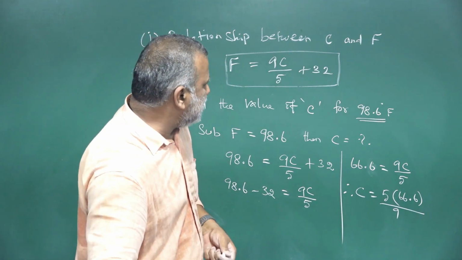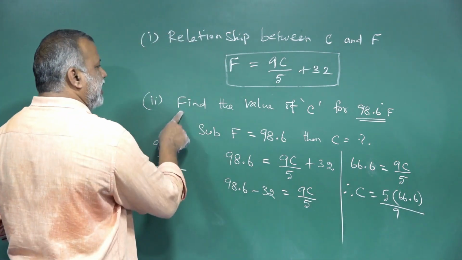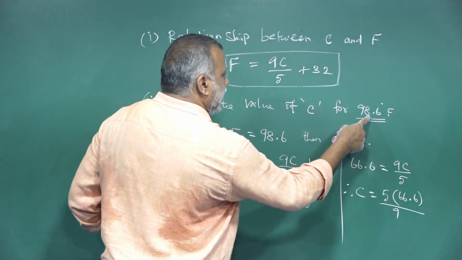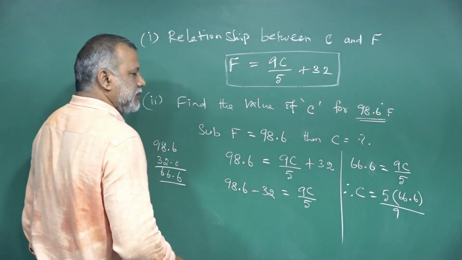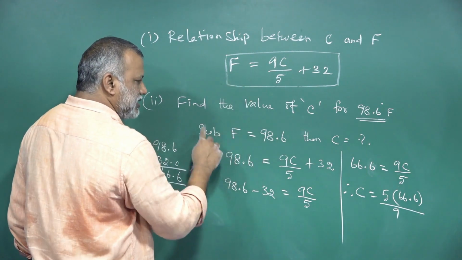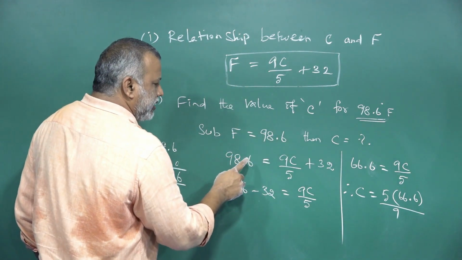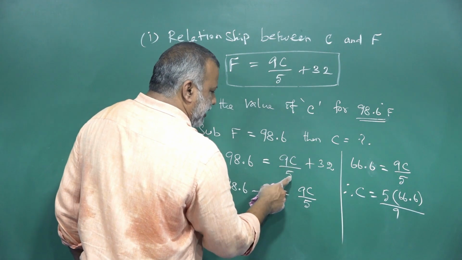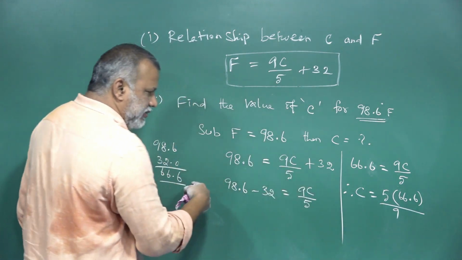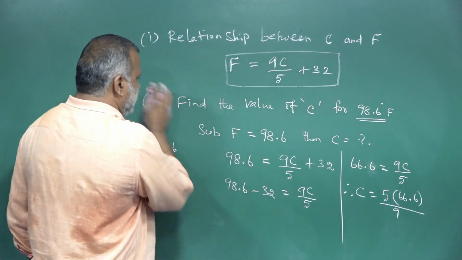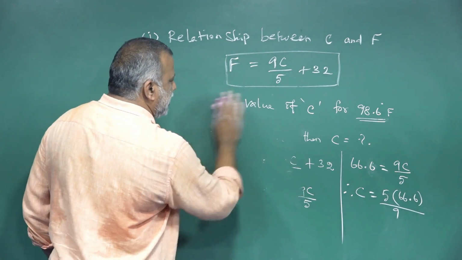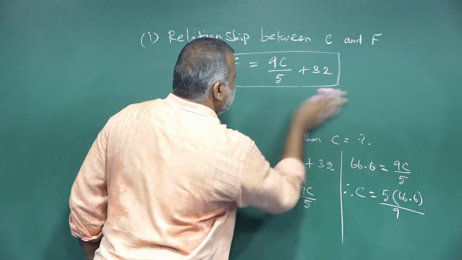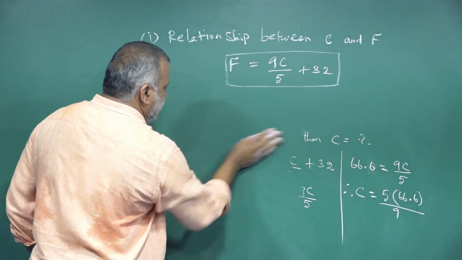So dear students, just to get the observation, find the value of C for Fahrenheit given 98.6. Substitute in this equation, just simply 98.6 equals 9C divided by 5 plus 32. Move to the same side, we can get the result. We have to simplify this one. Now we are able to find the value of C. That is result number 2.